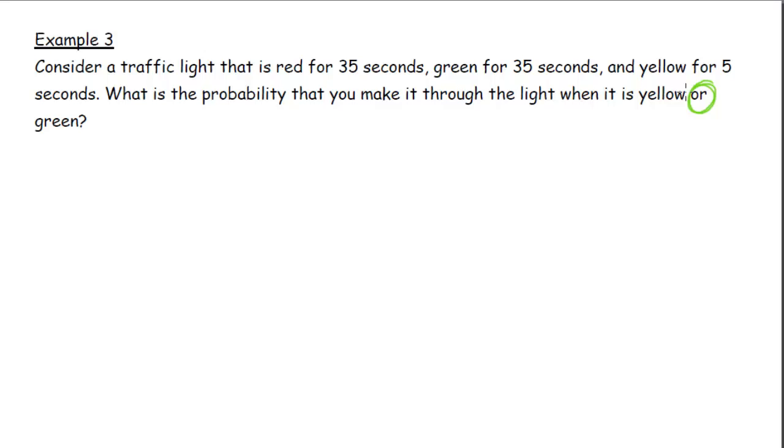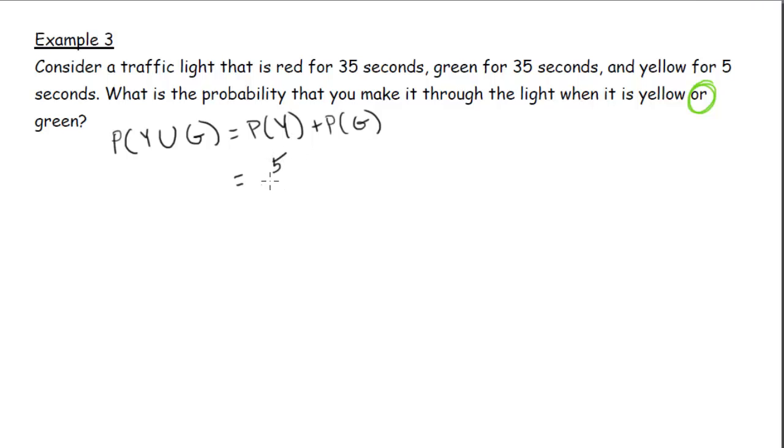So I want to ask myself, are these two events mutually exclusive? Is it possible for a traffic light to be both yellow and green at the same time? Well, nope, those are completely disjoint. So the probability that I'm yellow or green is going to be the probability that I'm yellow plus the probability that I'm green.